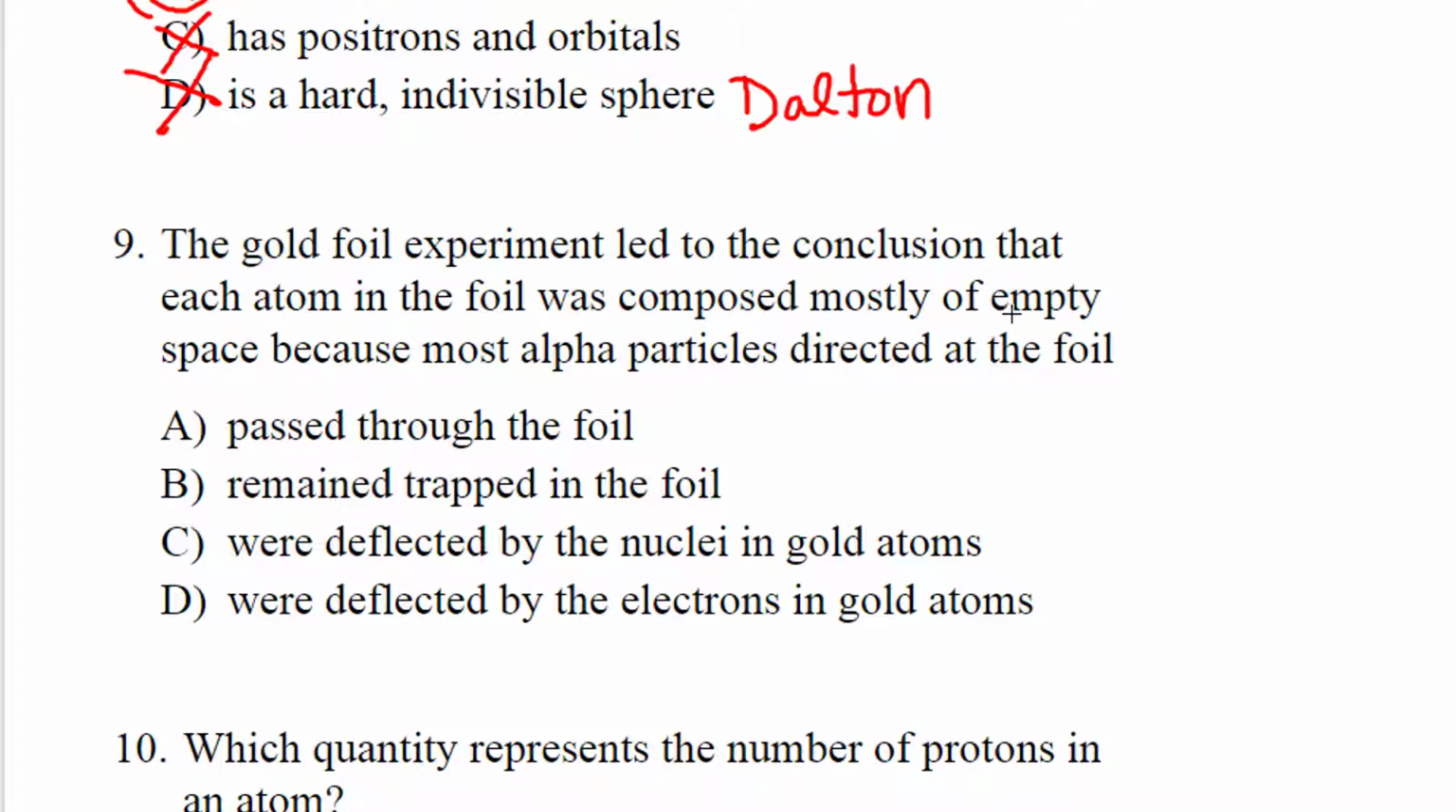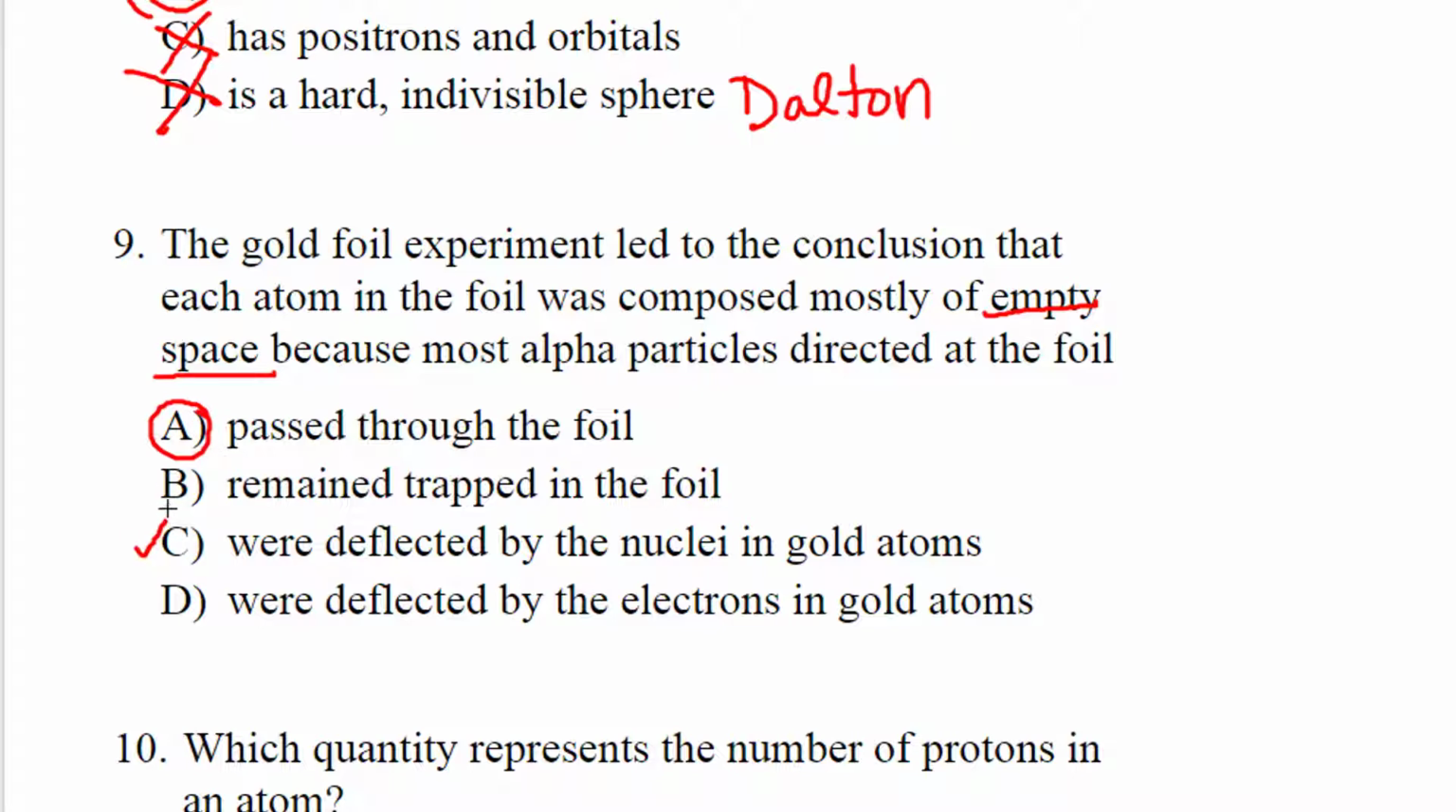So this is specifically asking once again about the gold foil experiment, but about the conclusion that most of the atom was empty space. So while we did have deflection of our particles by the nuclei in the gold atoms, that did not contribute to the empty space conclusion. So we've got to get rid of that one. Our best choice there is A, because most passed through the foil. Because most passed through the foil, that told us that the atom was mostly empty space.